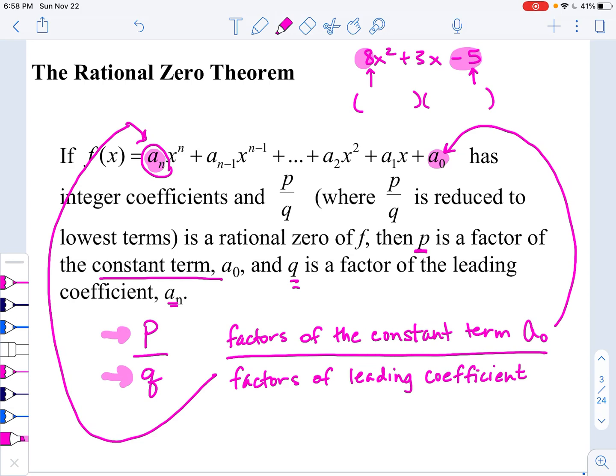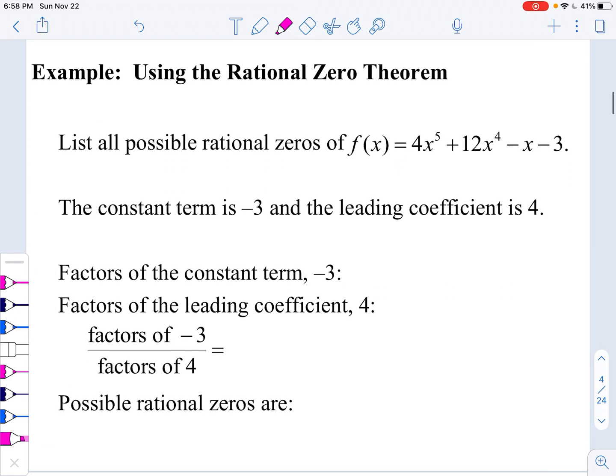So let's take a look at an example. It says to list all possible rational zeros of f of x equals 4x to the 5th plus 12x to the 4th minus x minus 3. You're going to find your constant term and your leading coefficient. The constant term is negative 3, the plain number, and the leading coefficient, the highest power's coefficient, in our case is 4.